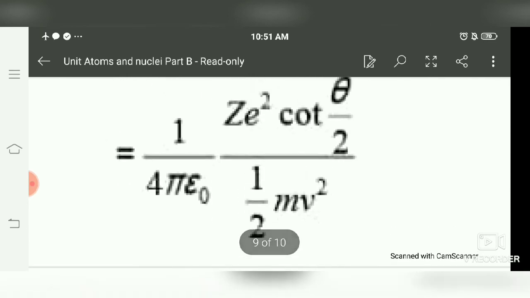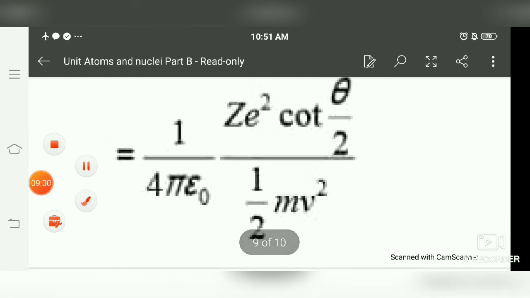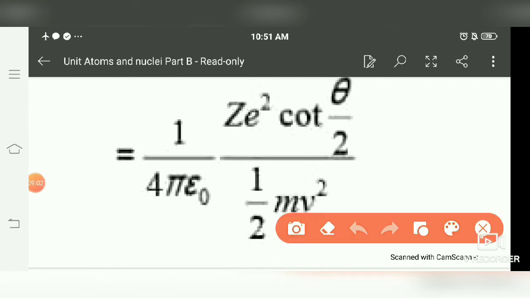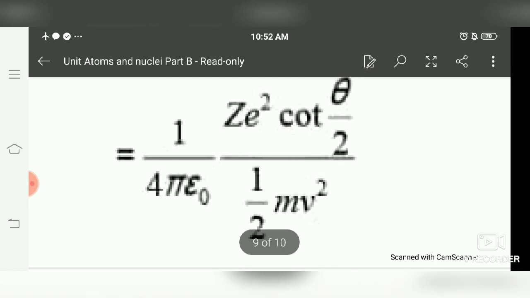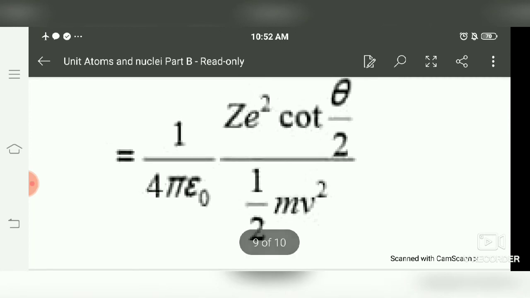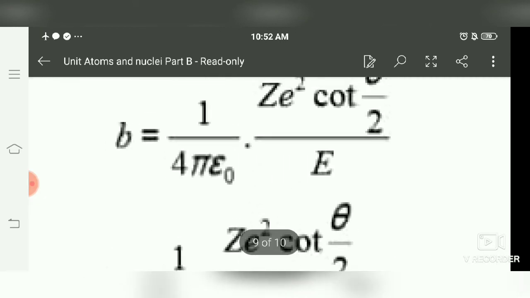And for the impact parameter, we have this formula: b equals 1 by 4 pi epsilon naught Z E square cot theta by 2 upon half mv square. Just one difference is there: in the case of distance of closest approach, cot theta by 2 was not there, but here cot theta by 2 is present. So this is the formula for impact parameter b.